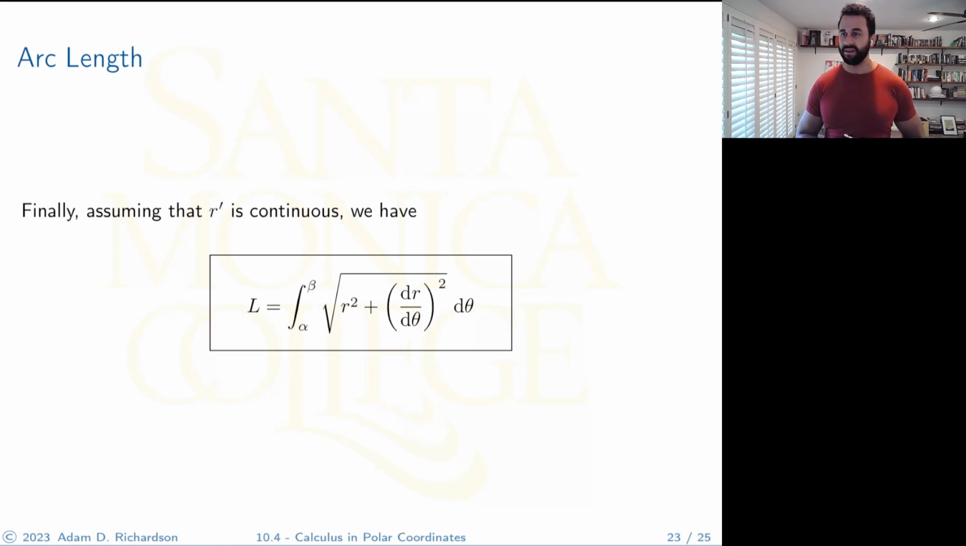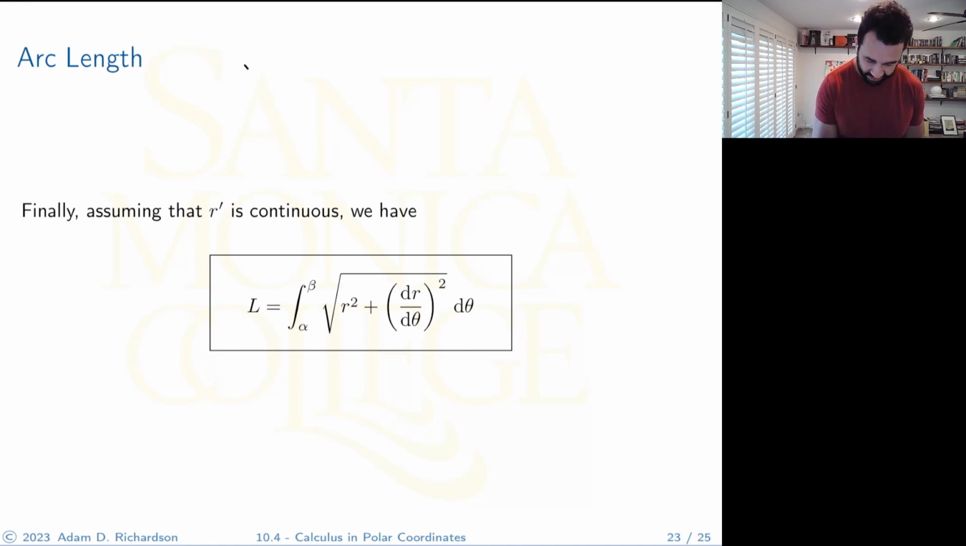Assuming that the derivative of our radius function is continuous, then we can write the arc length like so. And this is just really, really cool. It's amazing how much these formulas are related and how they're all so similar. You don't even really need to memorize all of them if you can see the structure, right?